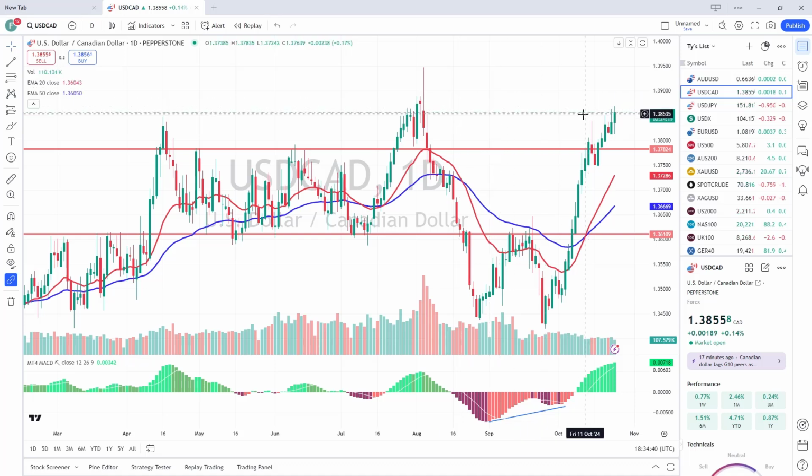But if we do see a series of lower highs and lower lows, I'd be looking at trading back down to around that 137.80, which is the resistance that we can see through this area here. That would be my primary target on a small scalp on the way down on the US dollar CAD.